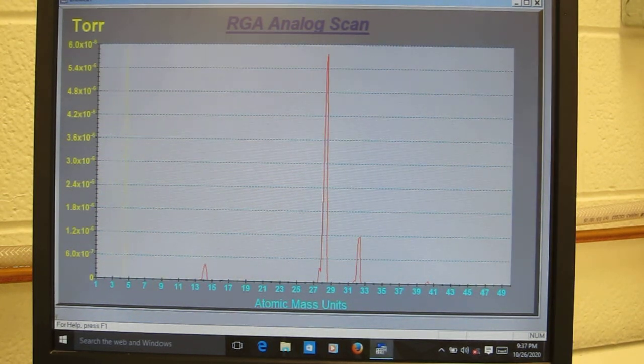Air is composed of a mixture of gases, including most prevalently nitrogen, or N2, which shows up at 28, oxygen, or O2, and argon. There are also small fragments showing up here of both monatomic nitrogen and oxygen.